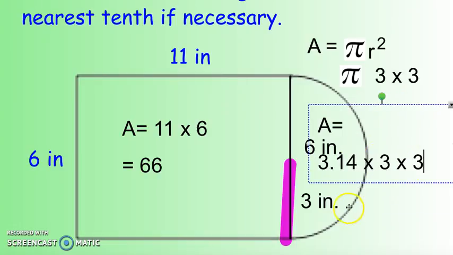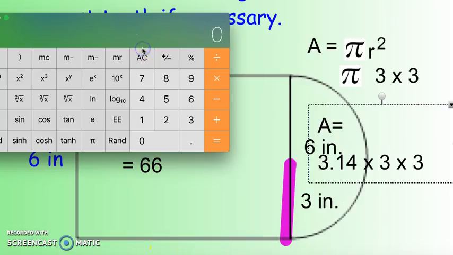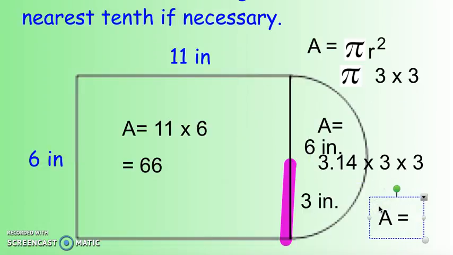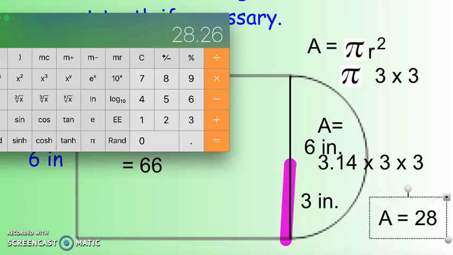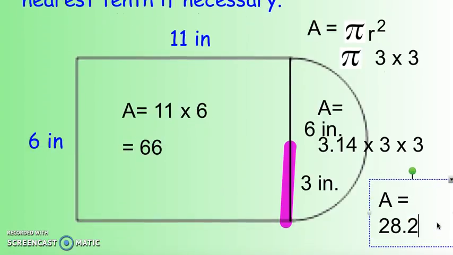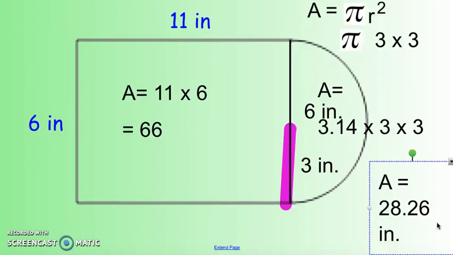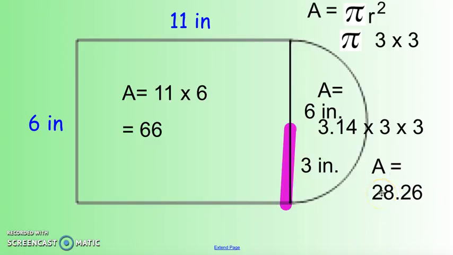And so let's put that in our calculator. Let's do 3.14 times 3 times 3. And I get 28.26. And remember, our label for area is inches squared, but I'm not going to do that yet because I'm not even done. Remember, this area, 28.26, is for a full circle. A full circle. Do we need a full circle? No, we only need half the circle.